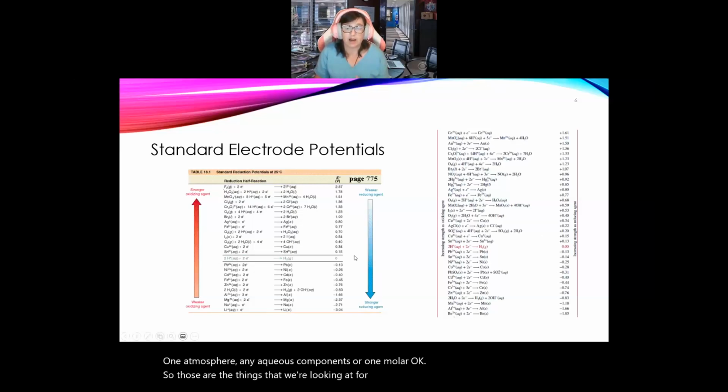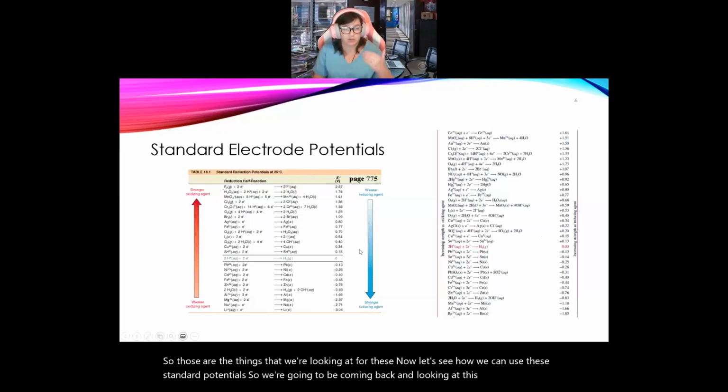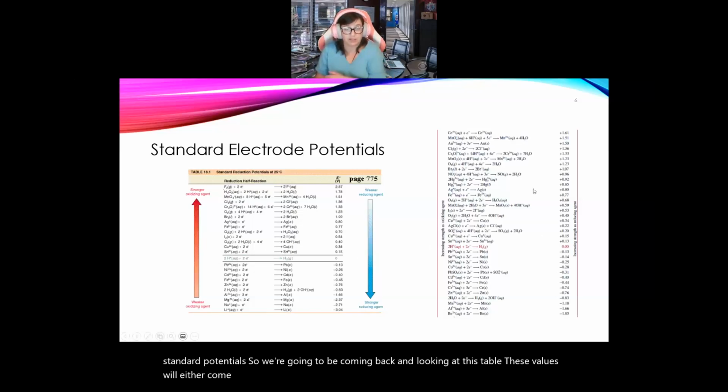Now, let's see how we can use these standard potentials. So we're going to be coming back and looking at this table. These values will either come from this table, or I've pulled them off the internet somewhere. So all the values that you'll see today are from somewhere. If they're not in this table that you get on the test, it'll be something that I've pulled from somewhere, and therefore you would have to be given that as well.